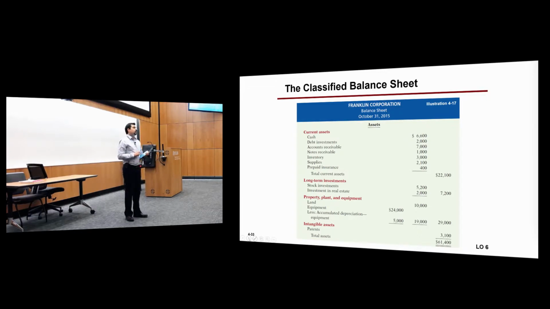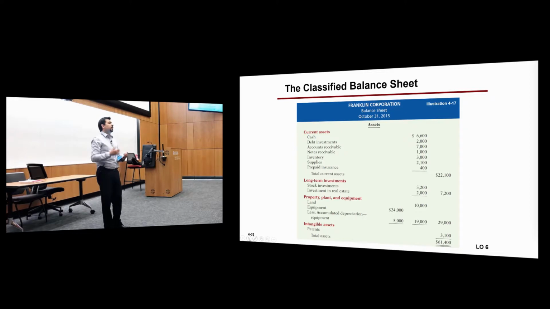Now, as you can see, the company will list them in order of liquidity. What do we mean by order of liquidity? For assets, you always start with current assets, long-term investments, PP&E, and then you have intangible assets. For example, current assets are always listed in the order of liquidity. What do we mean by that? Yes. How fast it can be turned to cash? That's correct. How fast can you convert them to cash?